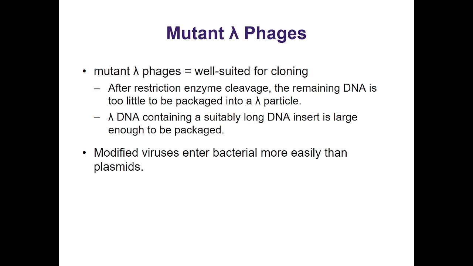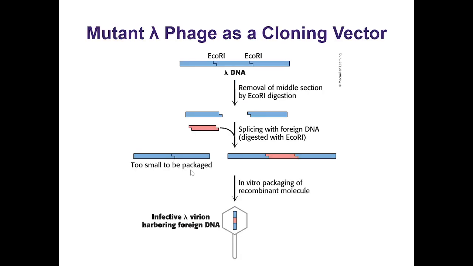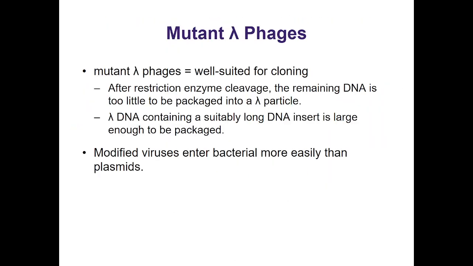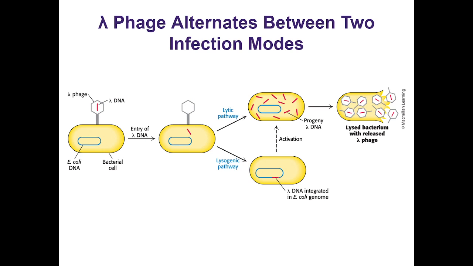Mutant phages are going to be well suited for cloning. After restriction enzyme cleavage, the remaining DNA is going to be too little to be packaged into the lambda particle. The lambda DNA containing a suitably long DNA insert is large enough to be packaged. Modified viruses will enter a bacterium more easily than plasmids. And that's the main reason they're used instead of plasmids, is because they have these DNA segments that are not connected back around and are already being injected normally.